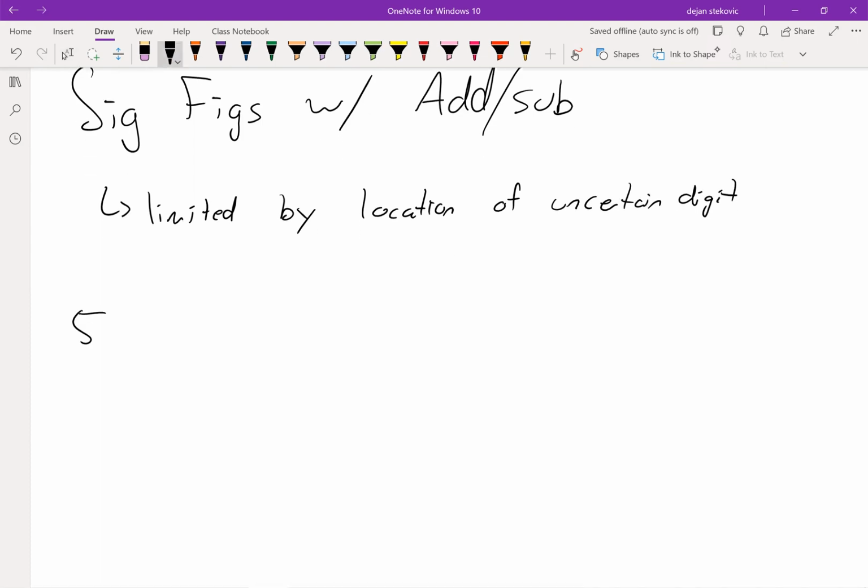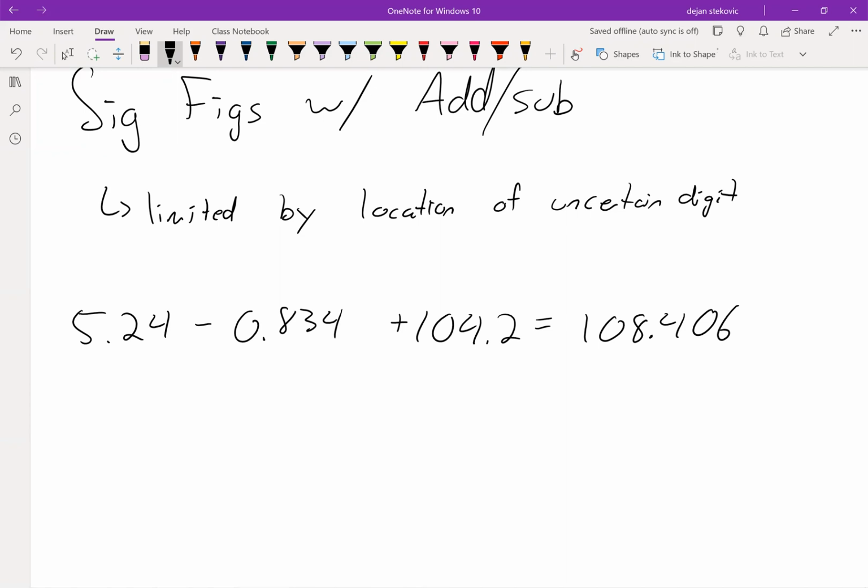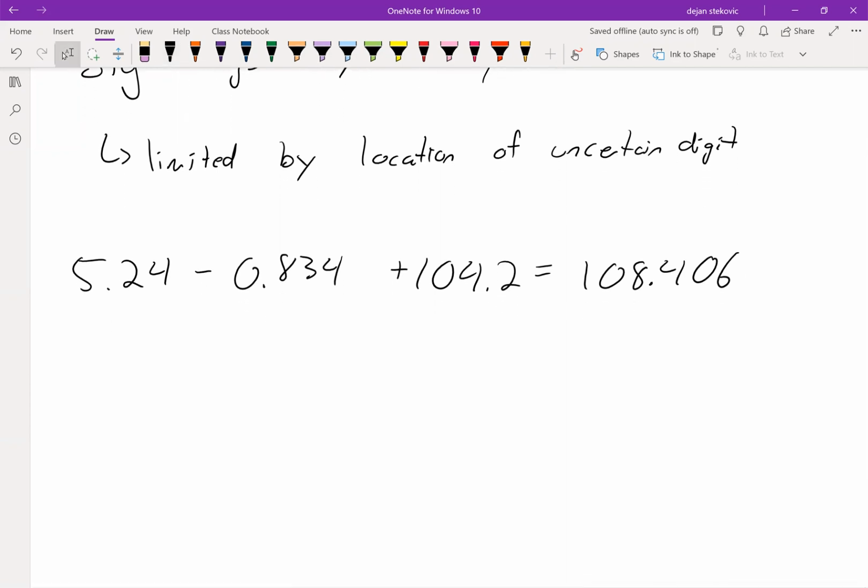So for example, if we have 5.24 minus 0.834 plus 1.42. If we type that into our calculator, we'll get 108.406. And so here, when we're doing just addition and subtraction, we do not care about the number of sig figs. There's no point to count how many sig figs each thing has because it's totally irrelevant to what we're doing. What we care about here is the location of our uncertain digit.